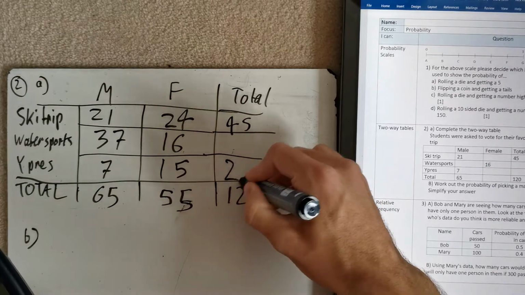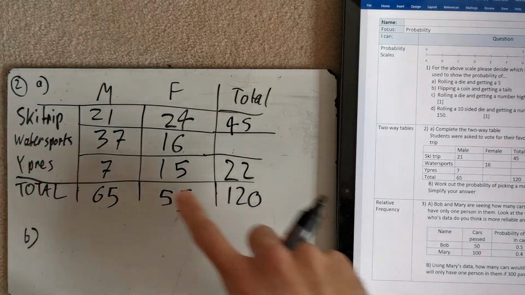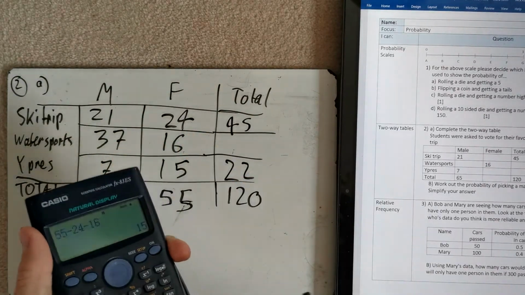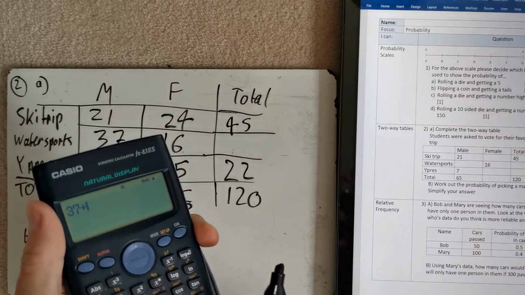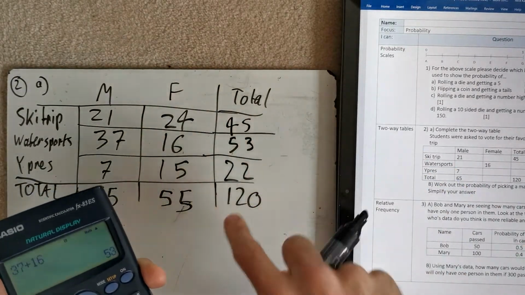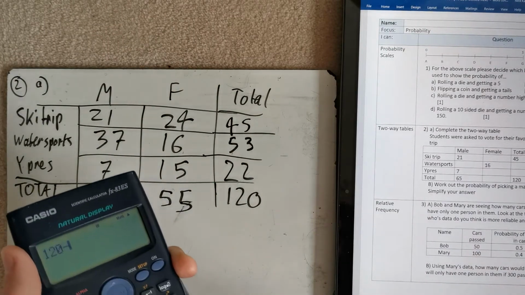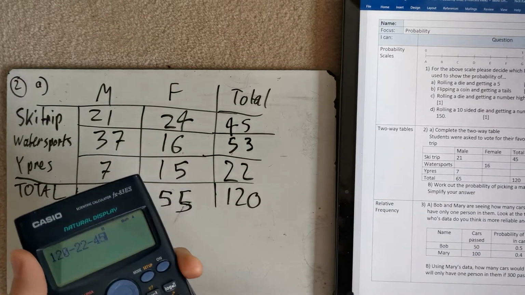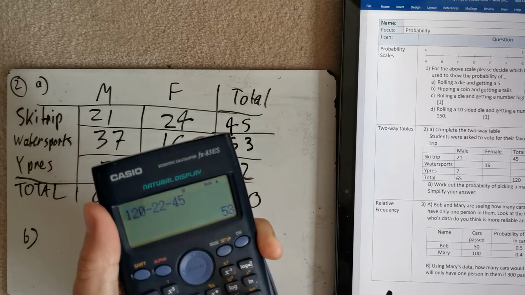7 and 15 is 22. And there are 2 different ways we could do that. We could do 37 and 16. 37 add 16 is going to be 53. Another way we could check that is to get that 120, take away the 22, take away the 45. Does that make 53? Yes, it does.